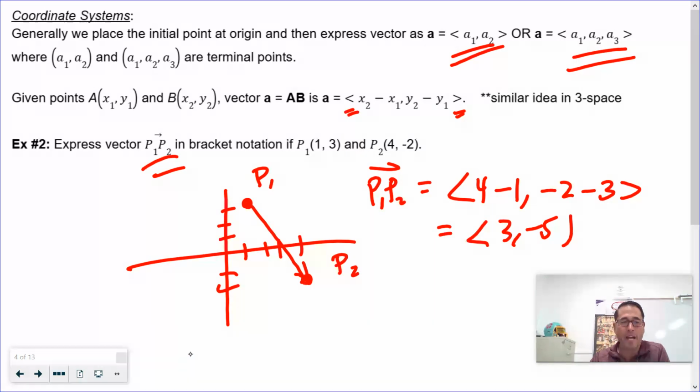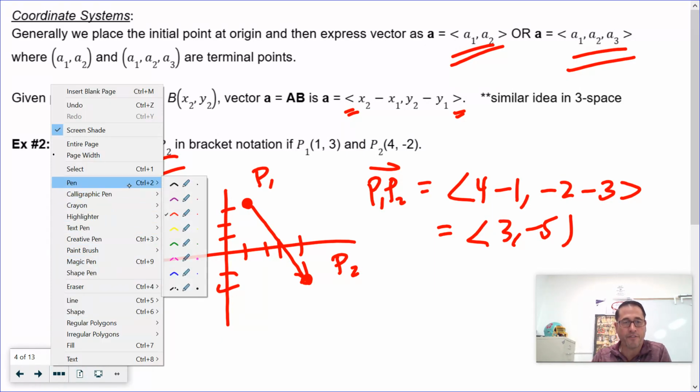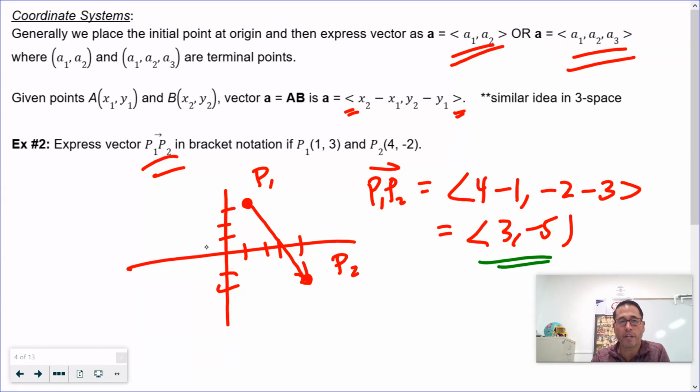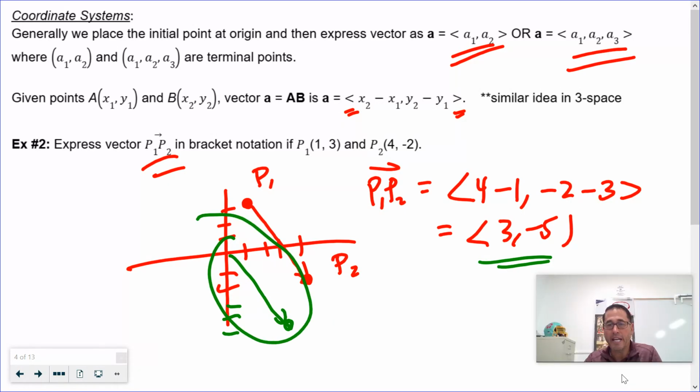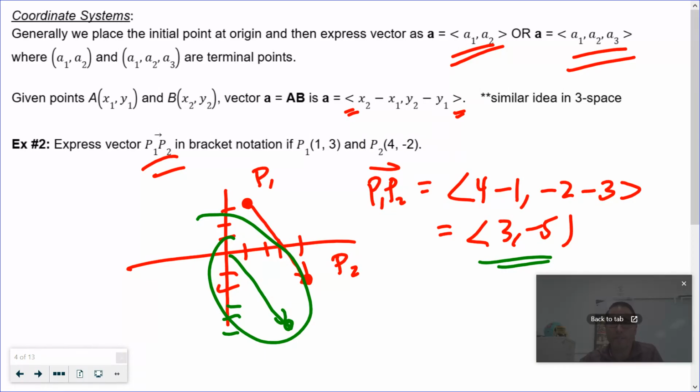And what happens if I graph 3, negative 5? I'm going to make it a different color here. I'm going to make it green. 3, 1, 2, 3, 4, 5. Believe it or not, we usually represent these vectors as extending from the origin. And you could have an infinite amount of these bad boys. As long as they have the same direction and same magnitude, then we say they're equivalent to one another.